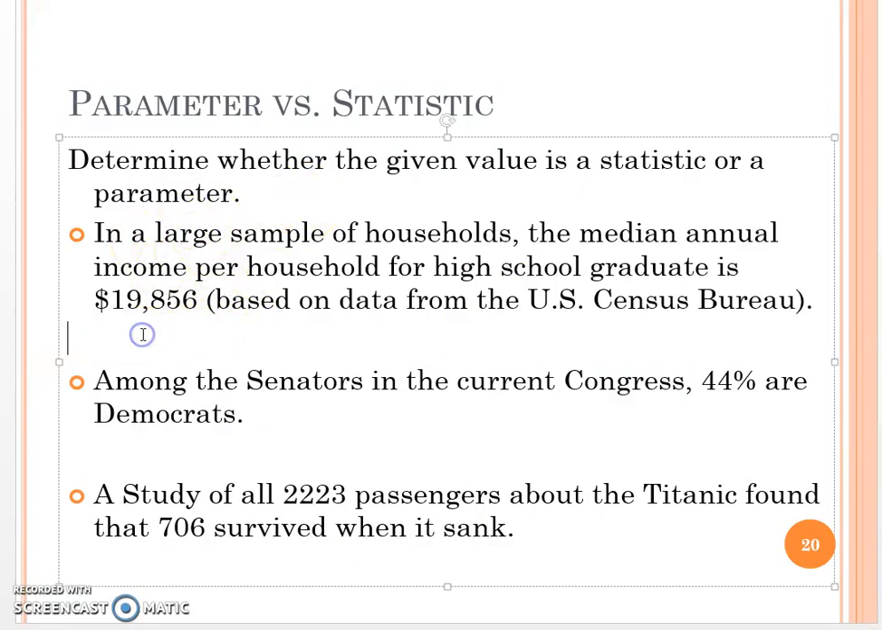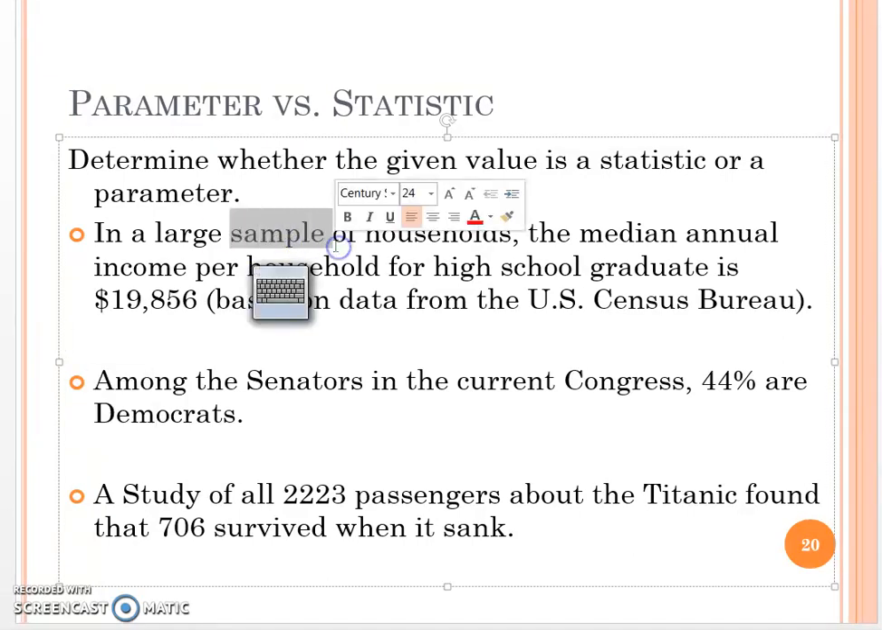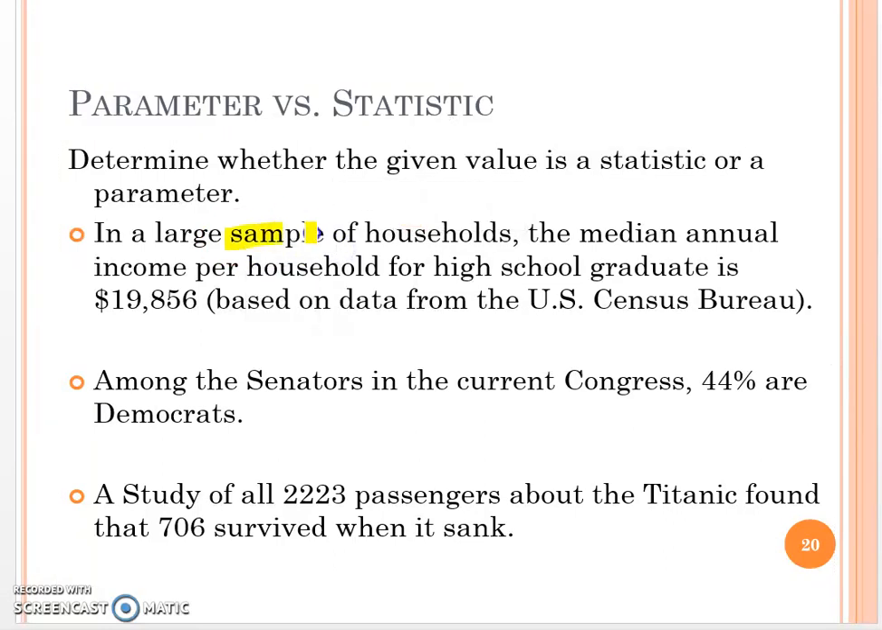So let's look at the following three questions. I'll give you a minute to think about it. You may take a pause. Okay, let's come back. So the first one says a large sample of households, and they got median annual income per household is 19,000-ish. So the 19,856 comes from a sample. That is going to be a statistic.